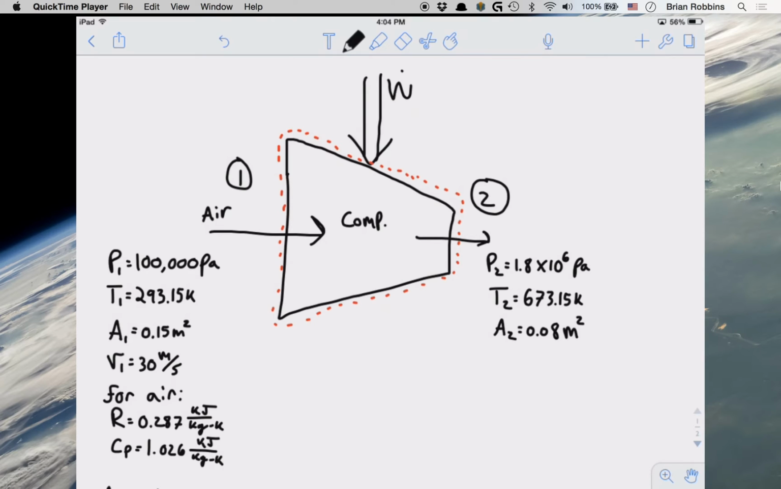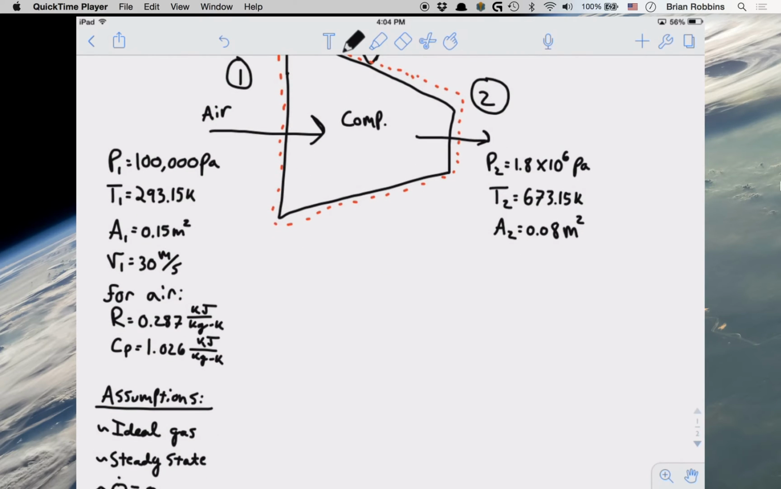The air is compressed, and upon exiting the compressor, the air is at a pressure of 1.8 times 10 to the 6 Pascal, a temperature of 673.15 Kelvin, and it exits the compressor through an area of 0.08 square meter. Okay, so I've already gone ahead and listed all of the knowns that we have for both our inlet and our outlet, as well as the individual gas constant and the specific heat at constant pressure for air.